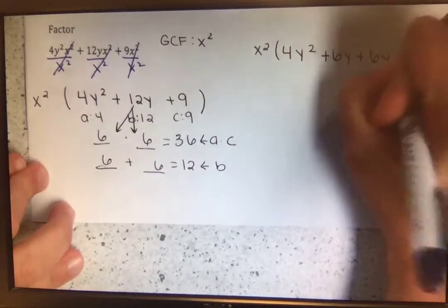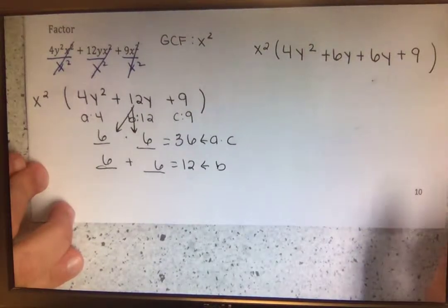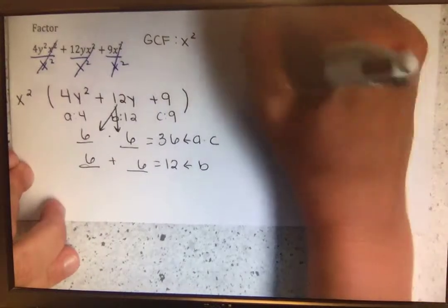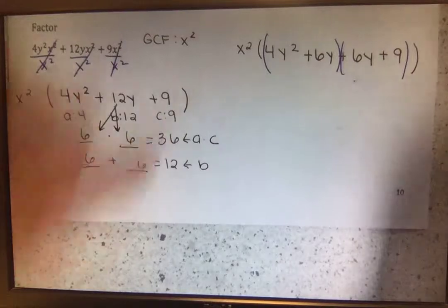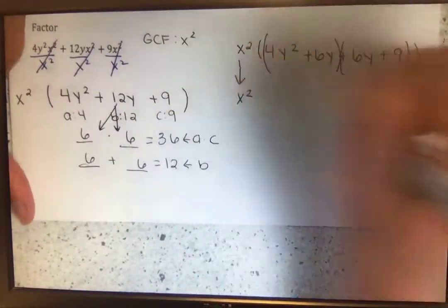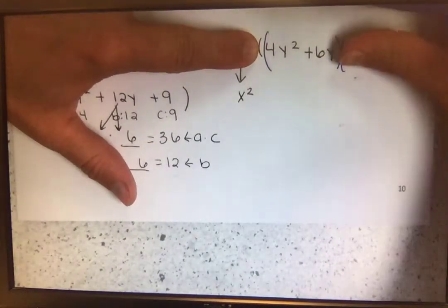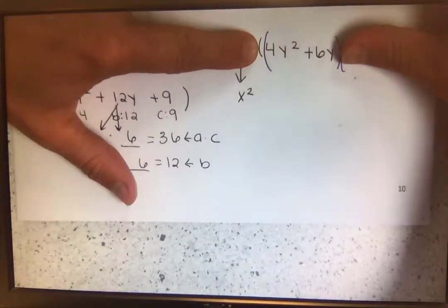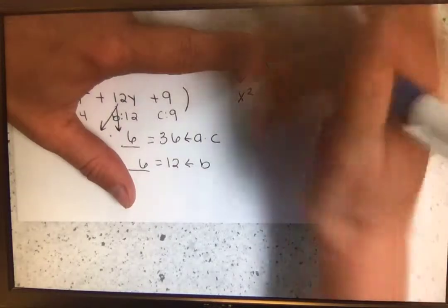So plus 6y plus 6y plus 9. We now have 4 terms. We can now factor by grouping. So group the first 2 terms together, group the last 2 terms together. So this x squared is still just hanging out front, bringing it down so you don't forget it. But it's already done, so just kind of ignore it for a second. So looking at our first 2 terms, 4y squared plus 6y, I notice they both have a 2y in common.